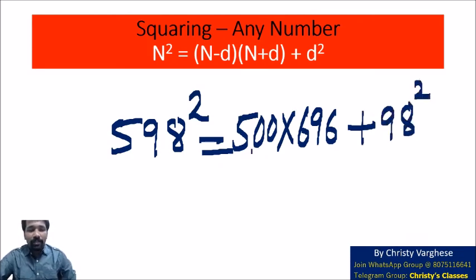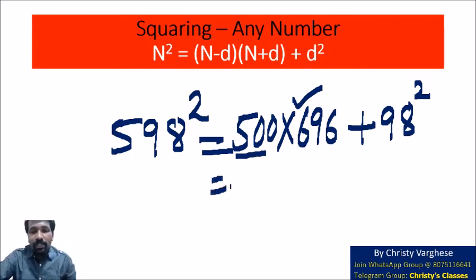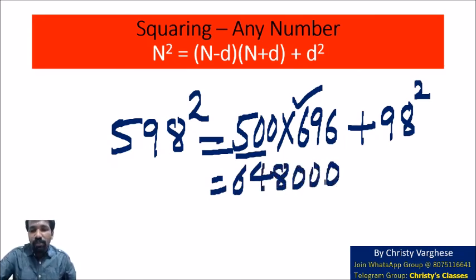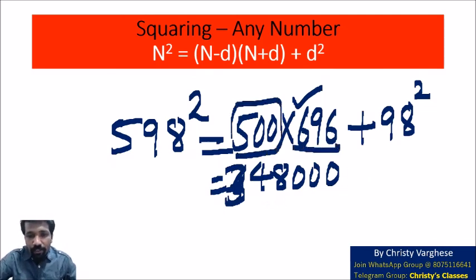Now you may be thinking that is a very big multiplication, but no, this is easier because 500 into 696 is easy to do in the head. 696 into 500, 696 into 1000 is what? 696,000. So 696 into 500 will be 348,000, because 696 half is 348. We did 696 into 1000 first, and half of it will be into 500. So it is 348,000. Plus 98 square.